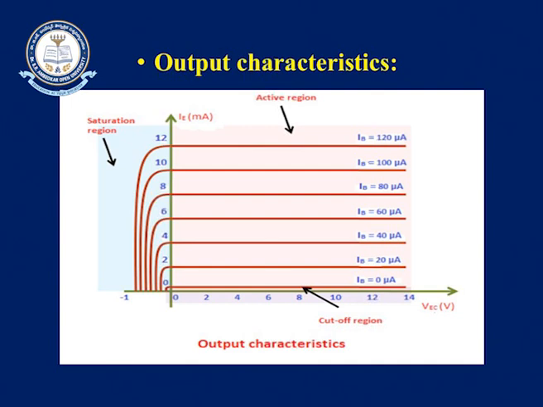Active region means input is forward bias, output is reverse bias. Saturation region means input and output both are in forward bias. Again, cutoff region means input and output both are in reverse bias region. So these are the configurations we discussed: common base, common emitter, common collector.